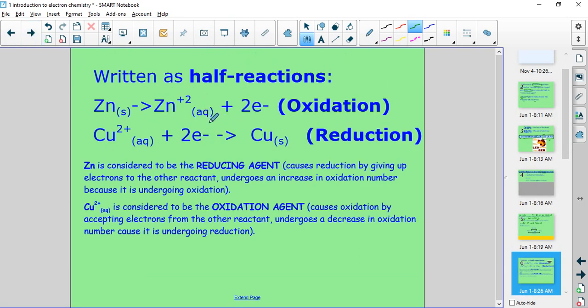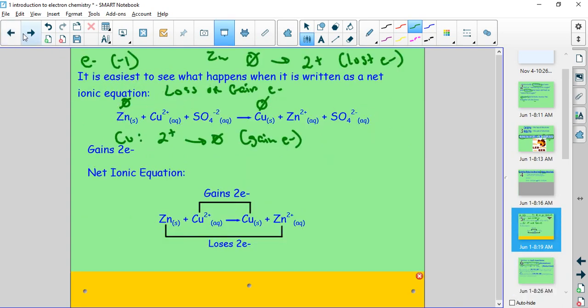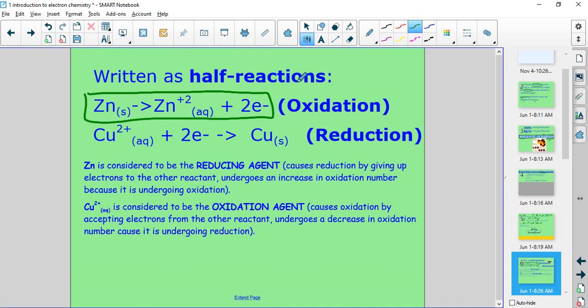Okay, now we can split these reactions up. We can look at just what's happening to zinc, even though these are happening at the same time. We know they are, right? Happening at the same time. We can split these reactions up into what are called half reactions. So we can define this portion of the reaction as the oxidation reaction, and this portion here as the reduction reaction. Again, oxidation means zinc going from 0 to positive 2. So we're losing electrons here, gaining electrons here, oxidation, reduction. That's how we're defining that.